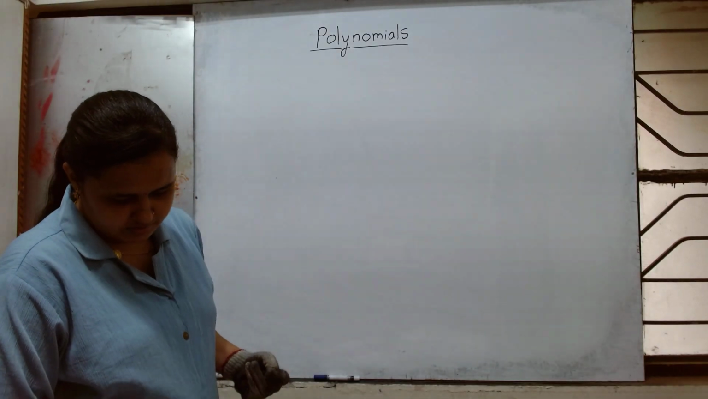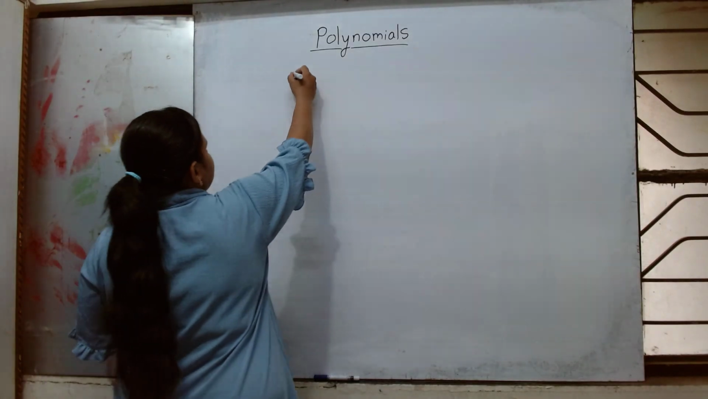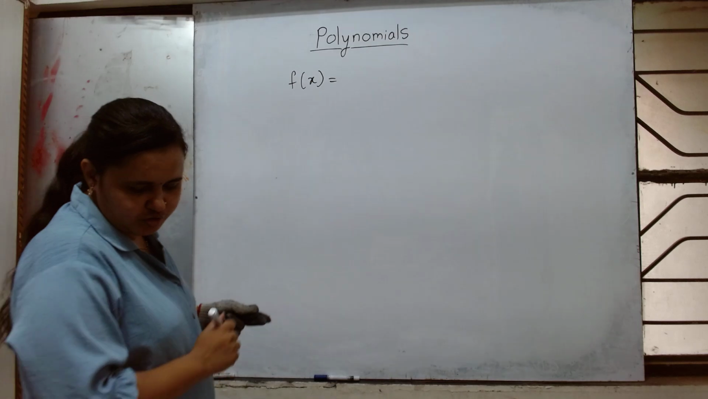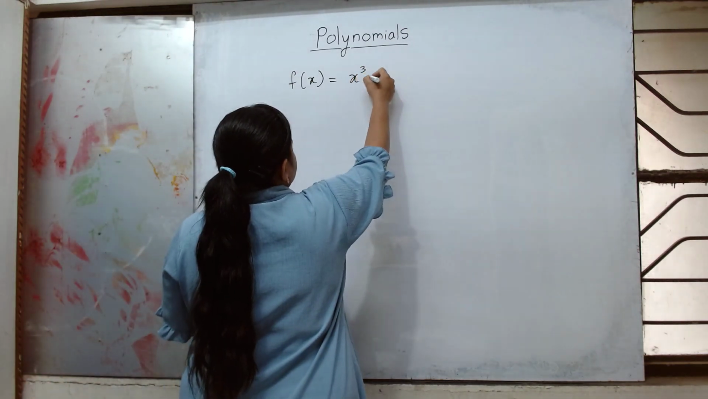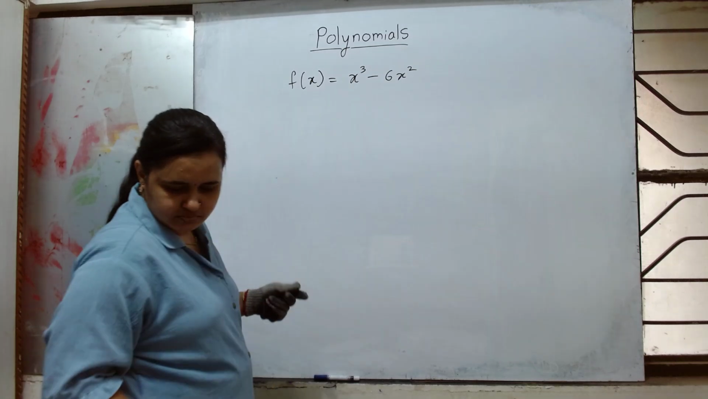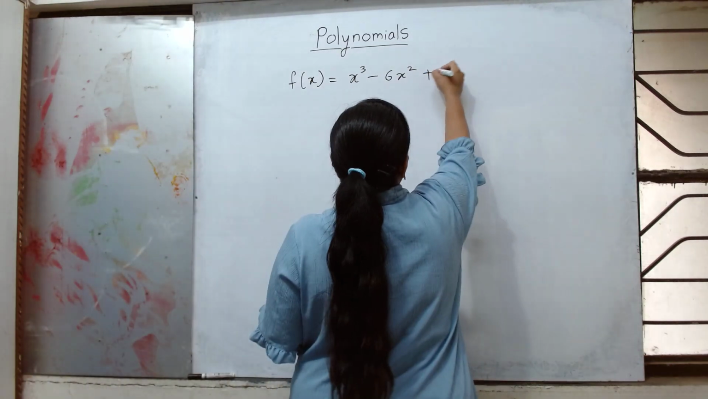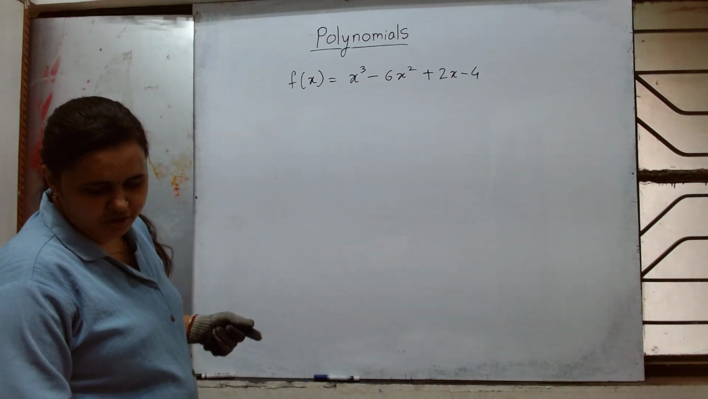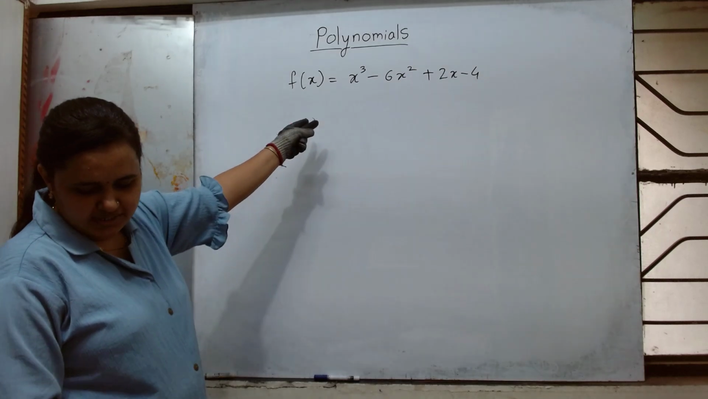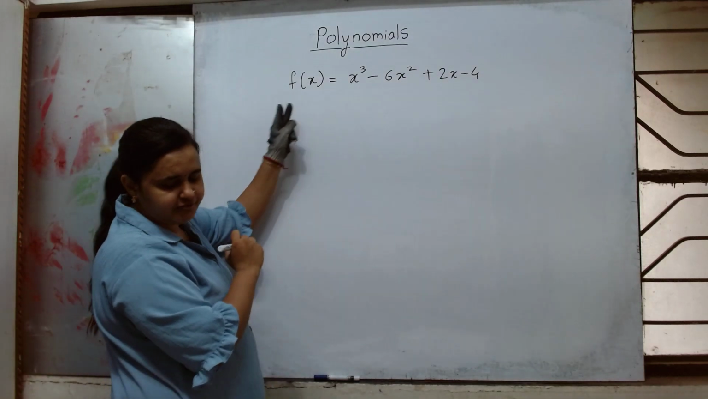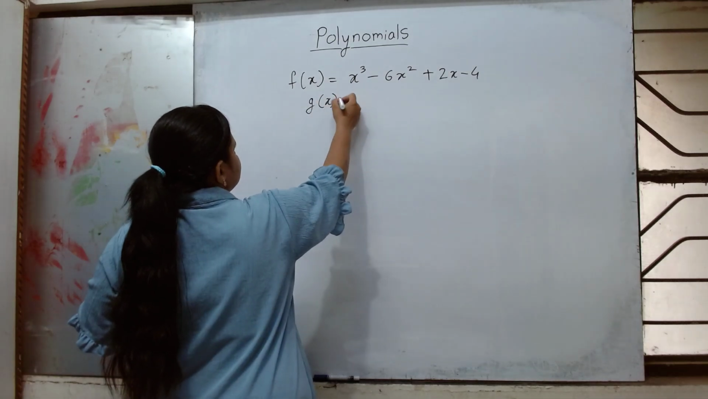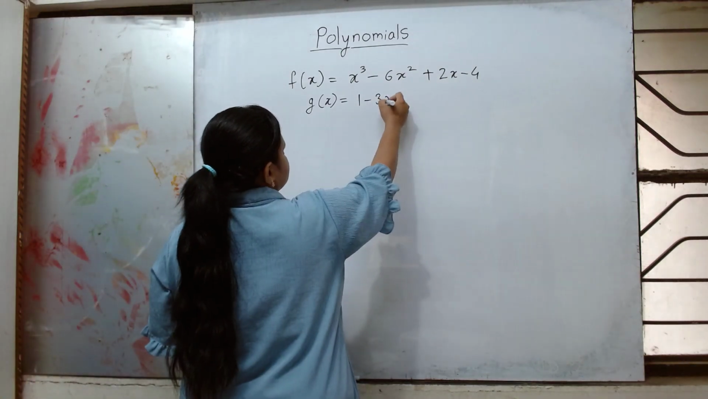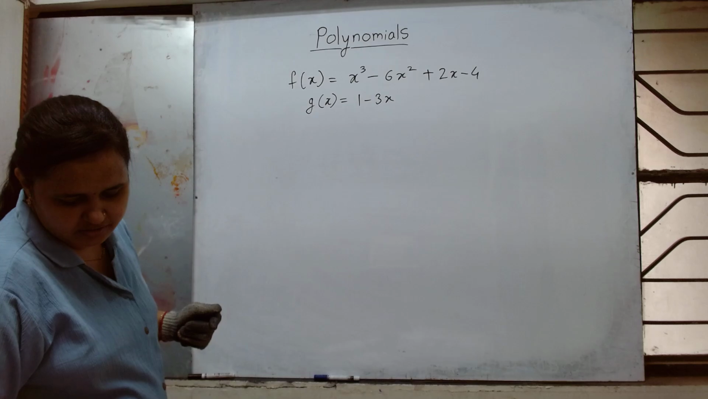Now 13th, when f of x is equal to x cube minus 6x square plus 2x minus 4. We have to find the remainder when this polynomial is divided by g of x, which is 1 minus 3x. We have to find the remainder.